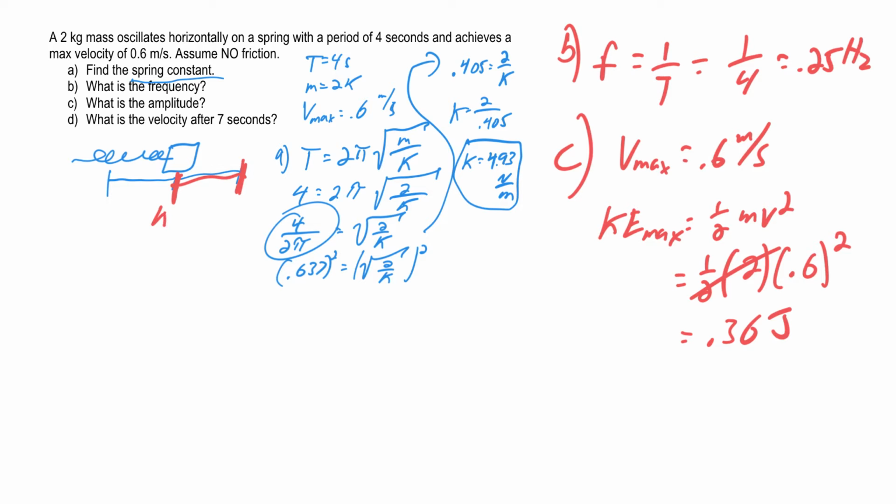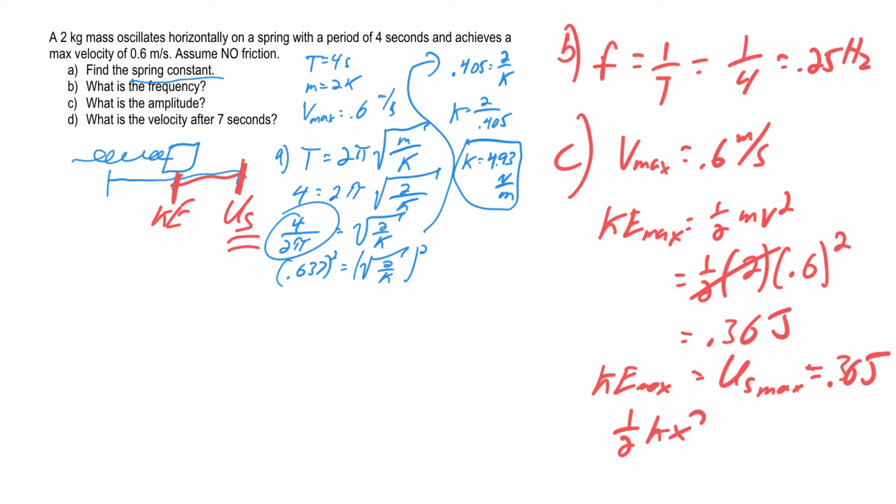Well, that would happen right here. So to find the x max, the amplitude, we know that's when US is also going to be a max. Remember, wherever kx is a max, then at the opposite extreme, US will also be a max. So the max potential energy is also 0.36 joules. So that would be 1/2 kx squared equals 0.36. We'll go ahead and substitute in for the k that we got.